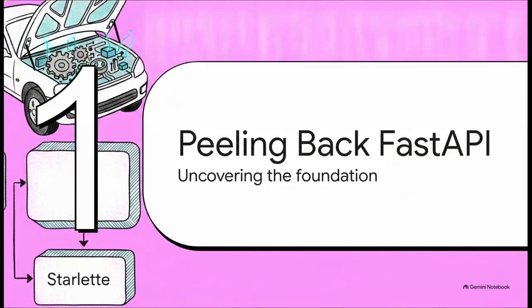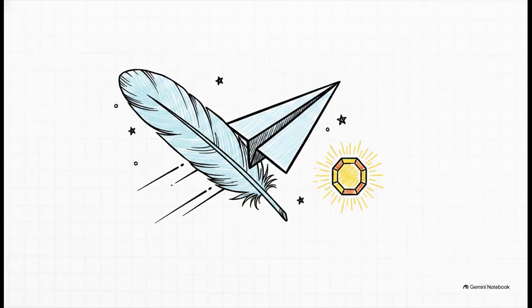All right, Section 1. Peeling back FastAPI and uncovering the foundation. Let's lift the hood on this modern web architecture. Whenever you're writing a FastAPI application, you're actually utilizing a massive amount of functionality from another, much simpler framework called Starlette. Starlette is a minimal, lean, lightning-fast ASGI framework. Just to put it into perspective, its core codebase is a tiny fraction of the size of traditional monoliths like Django.